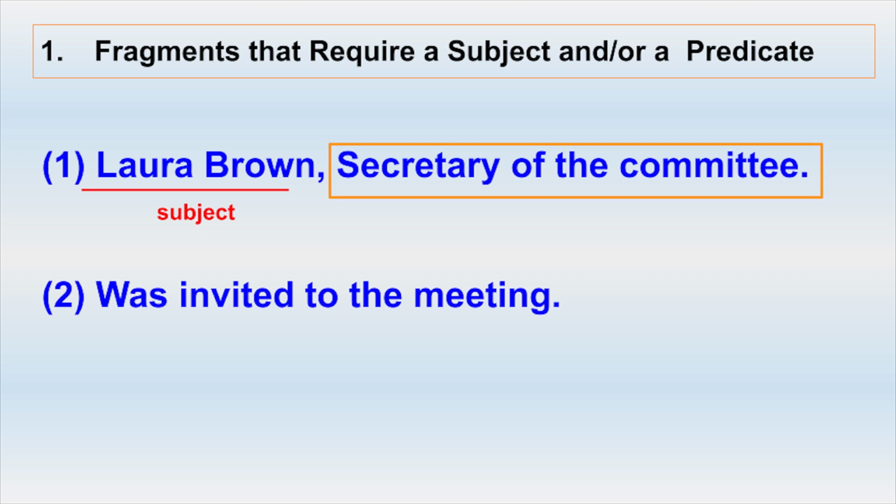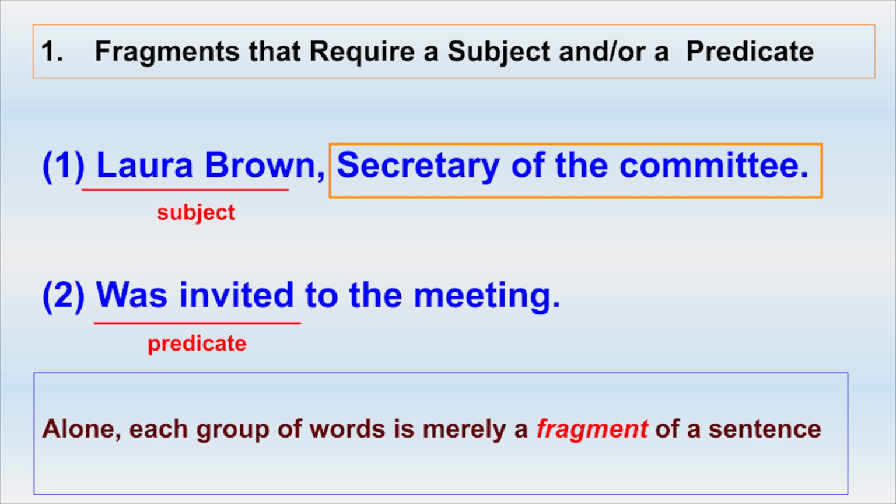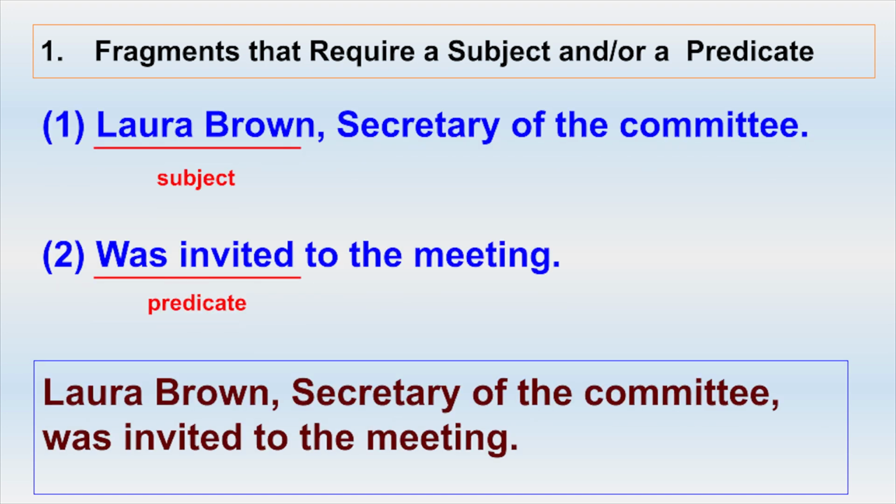It tells us who Laura Brown is, but it does not tell what Laura Brown does. Group 2 contains a predicate, was invited, but it does not have a subject. It does not tell us who was invited to the meeting. Alone, each group of words is merely a fragment of a sentence. To correct sentence fragments like those above, we could simply join both groups of words. Laura Brown, secretary of the committee, was invited to the meeting. We now have a complete sentence. It has a subject, Laura Brown, a predicate, was invited, and it expresses a complete thought.